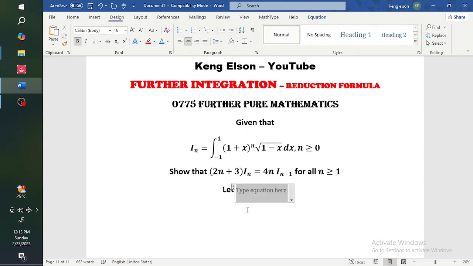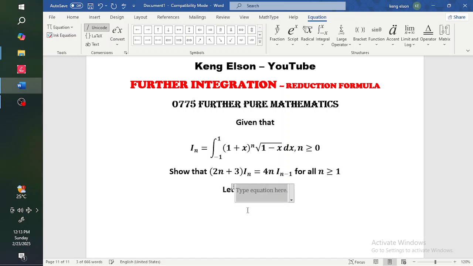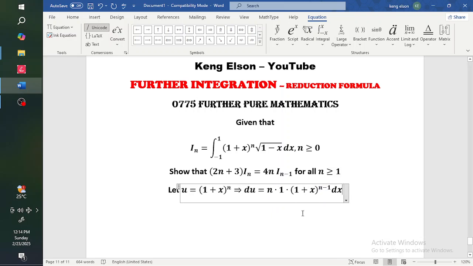So we are going to let u be equal to (1 plus x) raised to the power n. Then we differentiate both sides. So du is going to give us, now to differentiate (1 plus x)^n, we drop the power, which is n, then we differentiate the 1 plus x, we just have 1, then we multiply the result with (1 plus x) raised to the power n minus 1. So I'm just going to rewrite everything as du equals n times (1 plus x)^(n-1) dx.